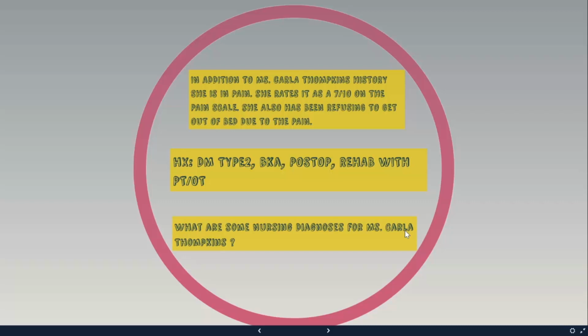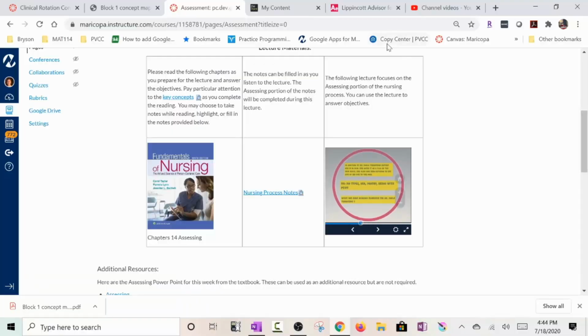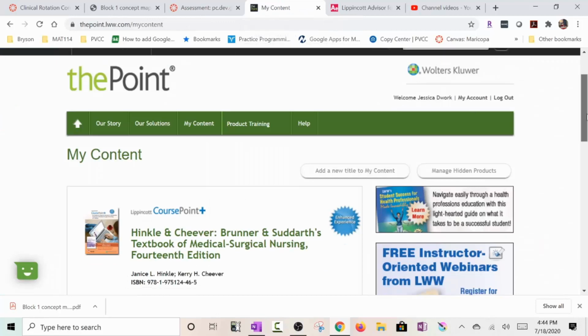We thought maybe depression, hopelessness, powerlessness, something along those lines. So, what we're going to do now is we are going to go to our book. Okay, so we're going to go down here.